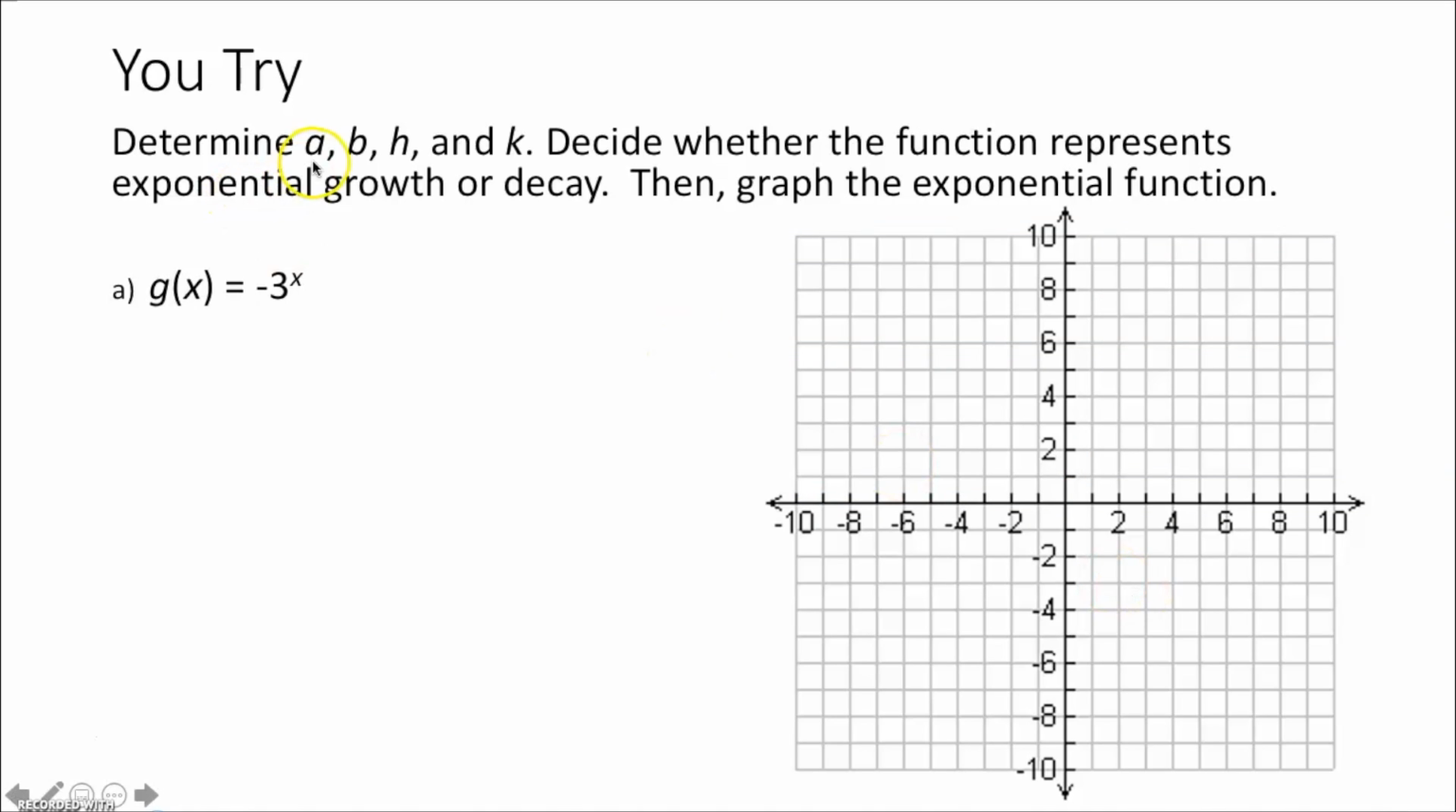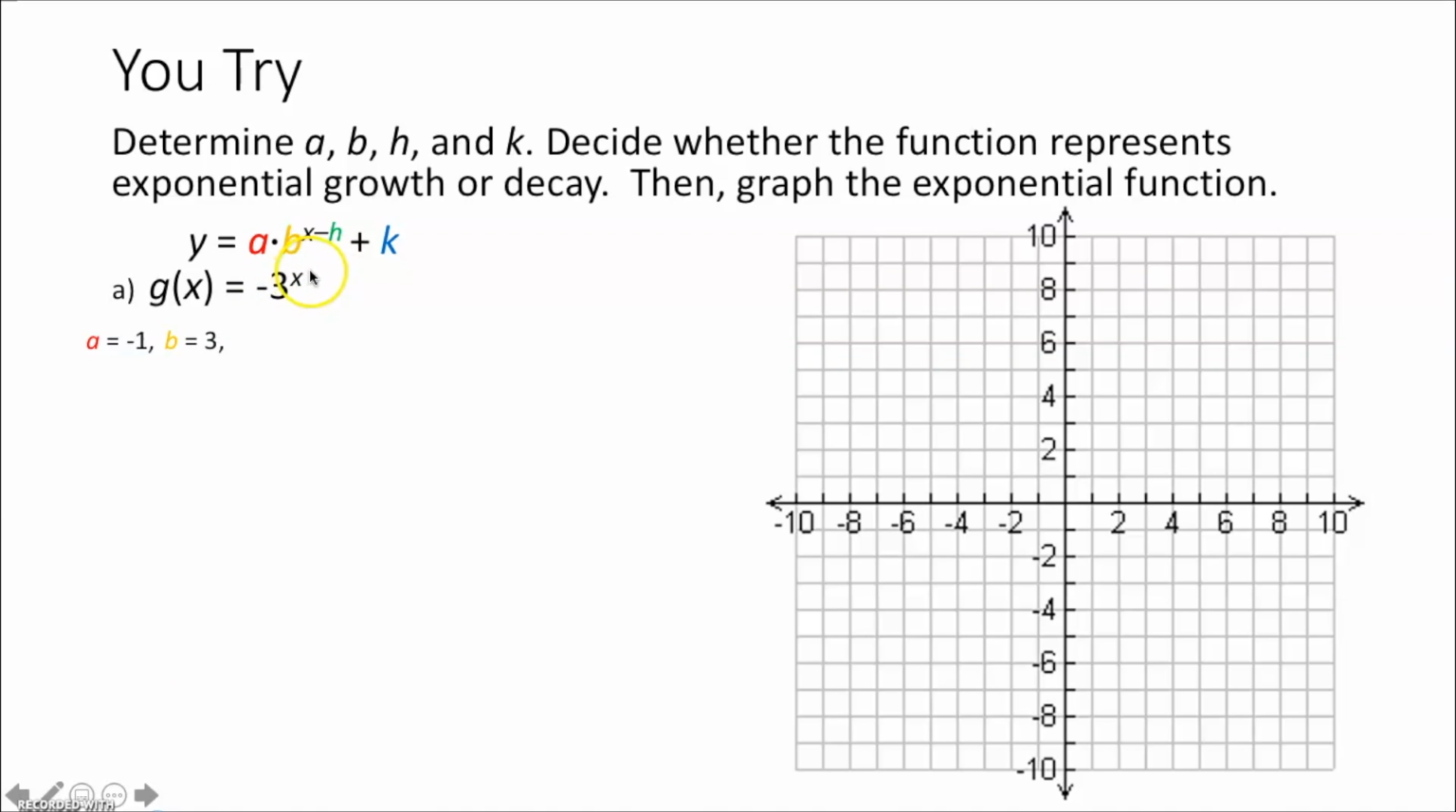Okay, doing the same thing here. First, A, B, H, and K. What's our A value? It's the number that's multiplied out front. So in this case, since there's no parentheses around the -3, our A value would be this -1 that's out here. Our B value is going to be whatever's being raised to that variable. So in this case, that would be the 3.